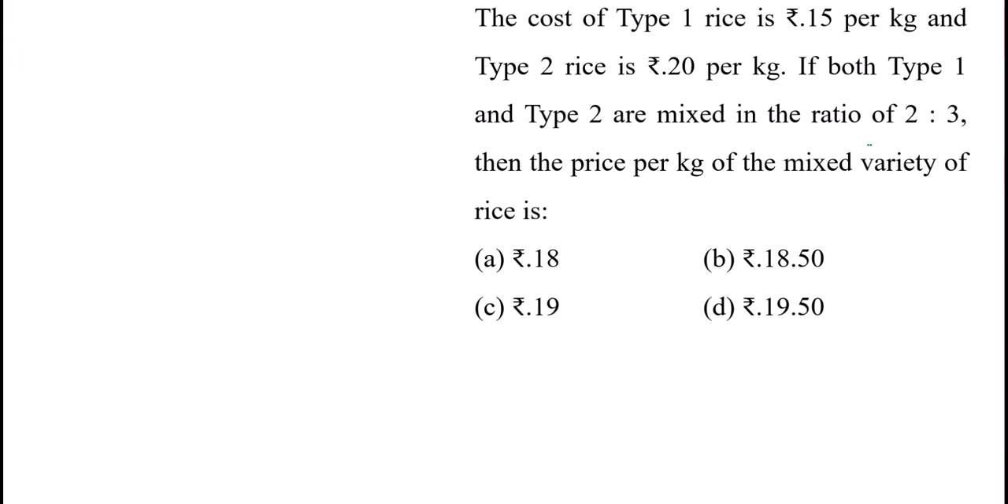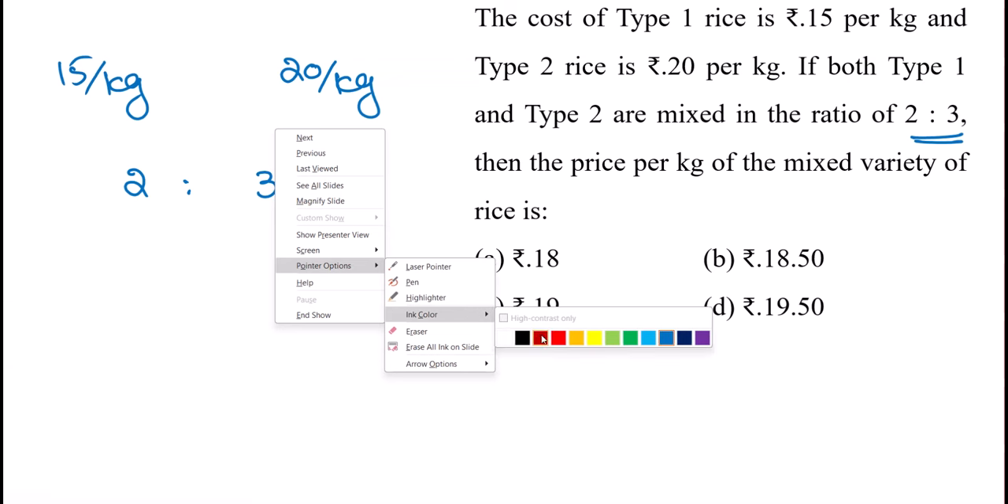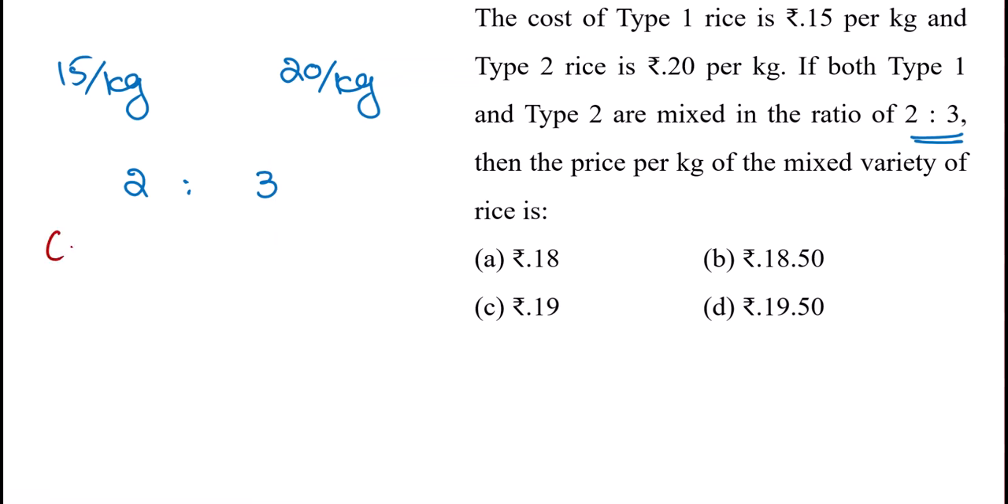The first one here, the ratio is already given. First type of rice is 15 per kg. Second type of rice is 20 per kg. They said you have to mix it in 2:3. What is the mixed price? So they already said you have to mix in 2:3, which means I can take 2 cases from the first variety and 3 cases from the second variety, satisfying the 2:3. They said how to mix also.